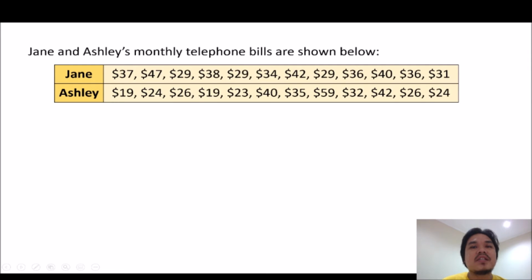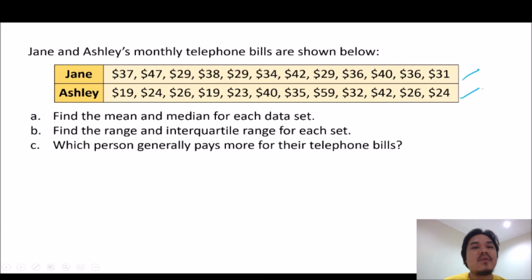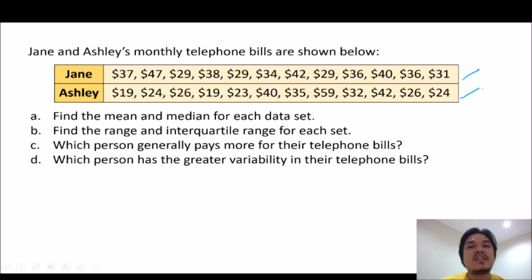So Jane and Ashley's monthly telephone bills are shown below. So we have the data for Jane's monthly telephone bill and Ashley's monthly telephone bills. So we're going to answer the following. Find the mean and median for each data set. Find the range and interquartile range for each set. And we will answer the following questions. Which person generally pays more for their telephone bills? Which person has the greater variability in their telephone bills?